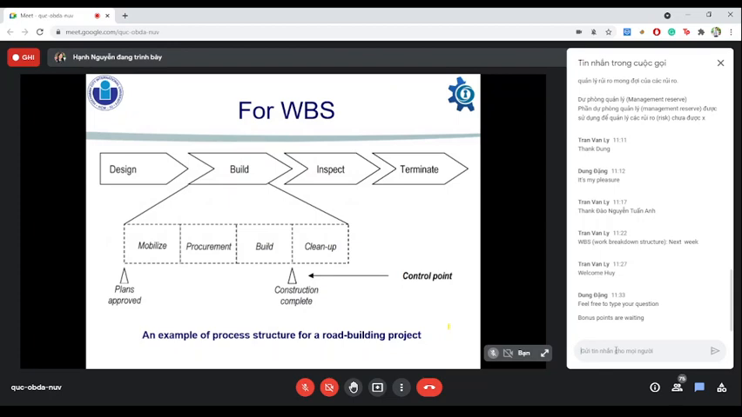please. We will continue with the process structure. Here is an example of process structure for a road building project. We can see that the process structure has four phases. Those are design, build, inspect, and terminate. The build phase is comprised of four sub-phases: mobilize, procurement, build, and cleanup. In advance of the mobilize sub-phase, there is the time when the plan is getting approved. And at the time when the build survey is done, the construction is complete. That is our control point. Next slide, please.